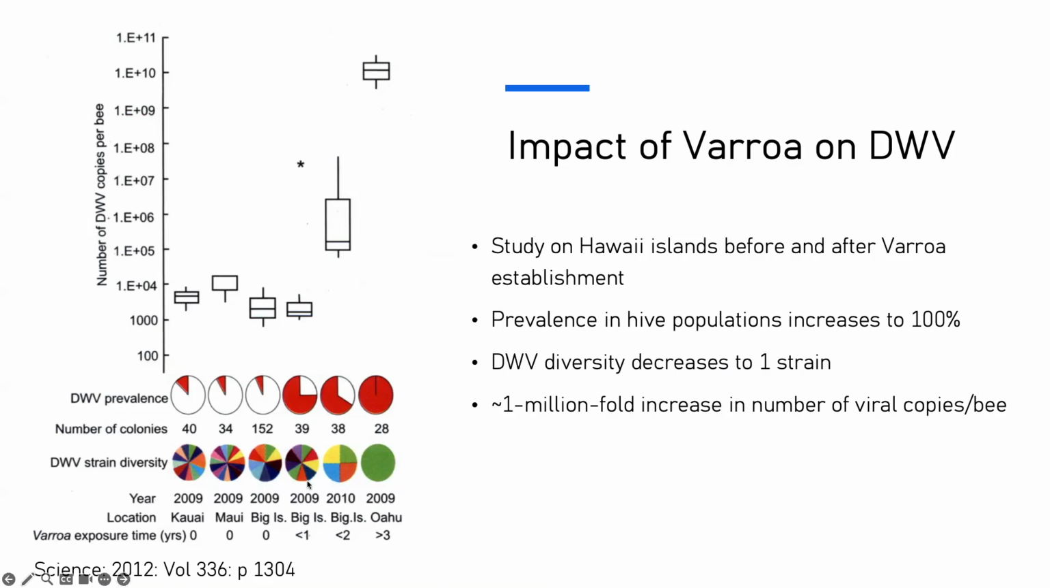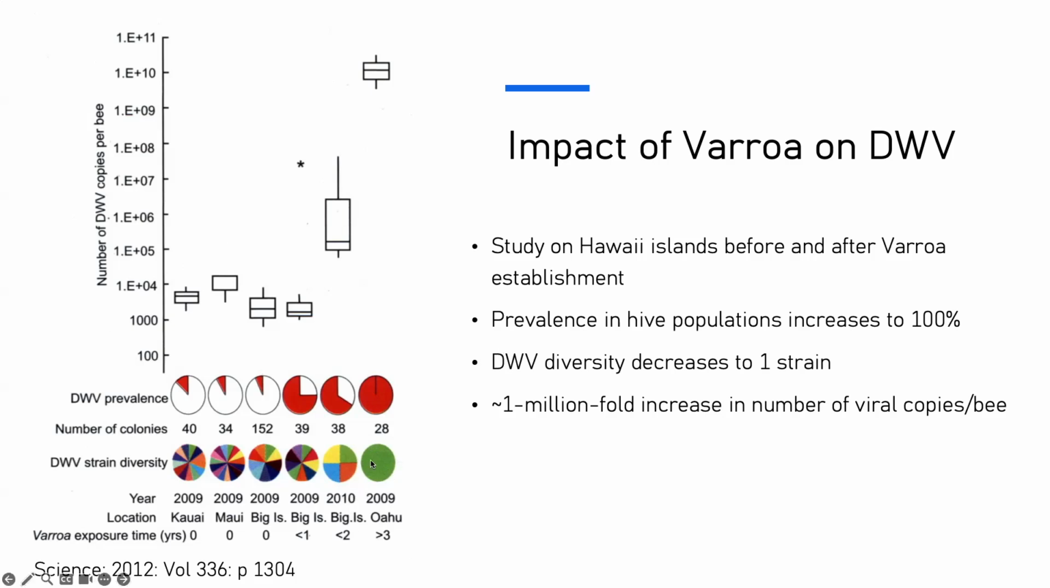However, in Big Island, deformed wing virus was introduced, and you can see that over time, especially if Varroa has been there for a while, deformed wing virus diversity diminishes, and you get fewer and fewer different strains. After several years of exposure to Varroa, you end up with just the one strain. Interestingly enough, the prevalence also increases dramatically, up to 100% in some cases, while the diversity decreases at the same time.